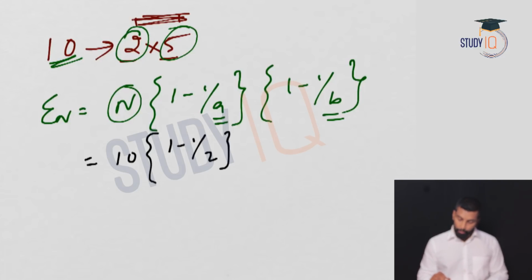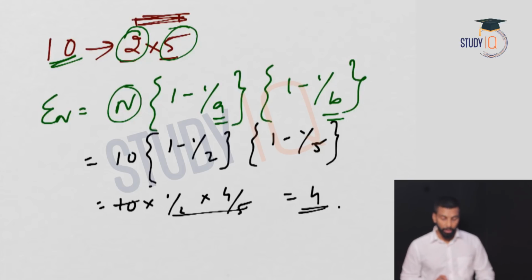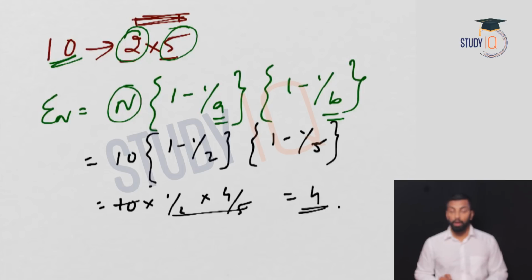1 minus 1 by 2 into 1 minus 1 by 5. So basically 10 into 1 minus 1 by 2 is 1 by 2. 1 minus 1 by 5 is 4 by 5, right? So this is going to be 10, so you get 4. So Euler's number of 10 is 4. What does that mean? Number of numbers which are co-prime with 10 less than 10.